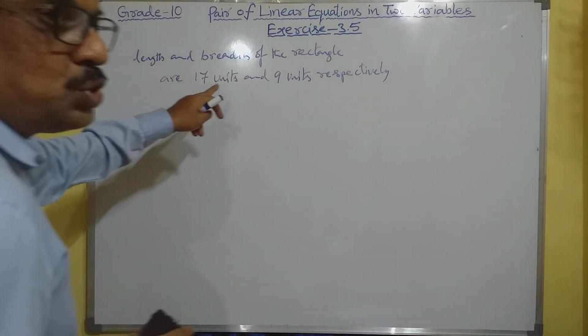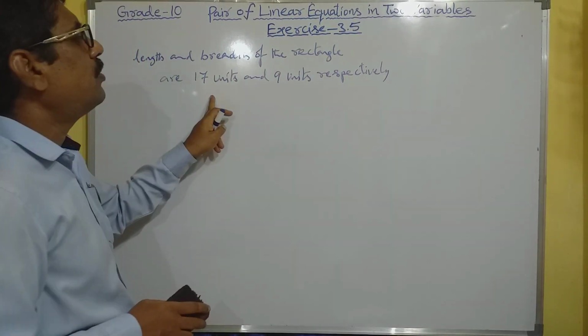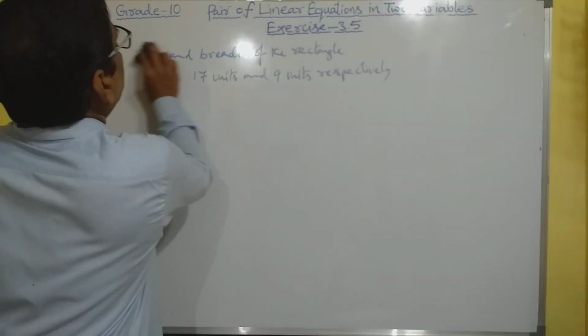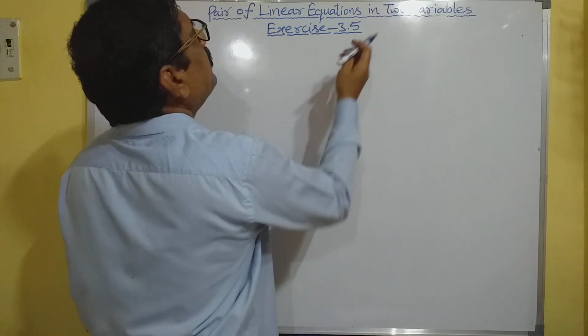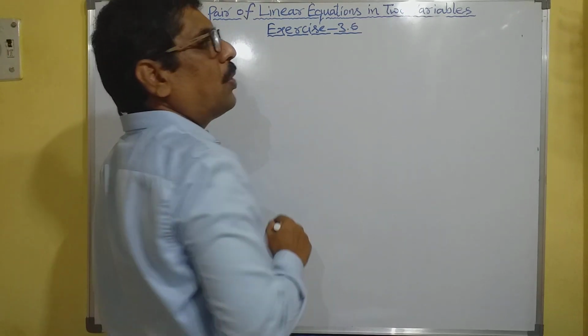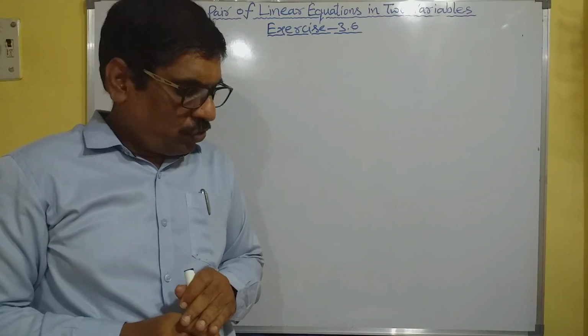Now this is the conclusion for the problem. Length and breadth of the rectangle are 17 units and 9 units respectively. Now let us go with the exercise 3.6. Here we need to reduce the given equations into the linear form before solving them.